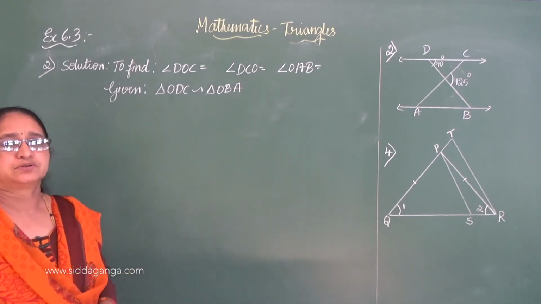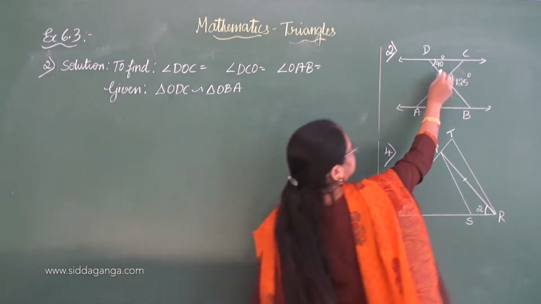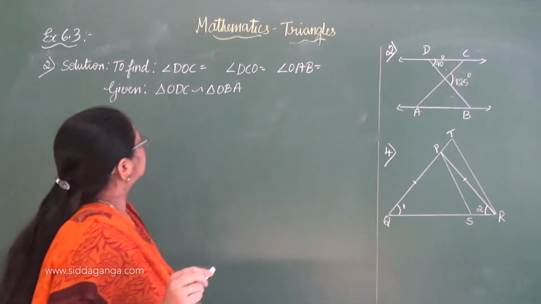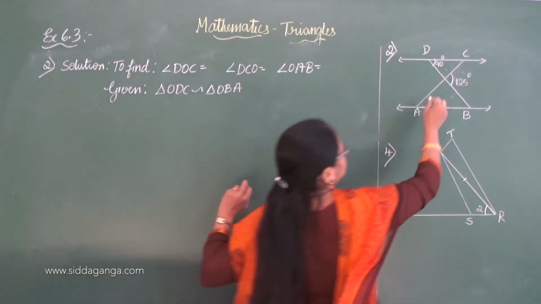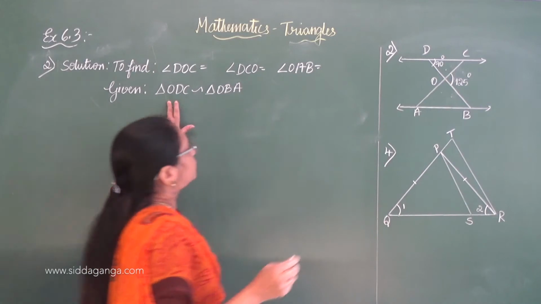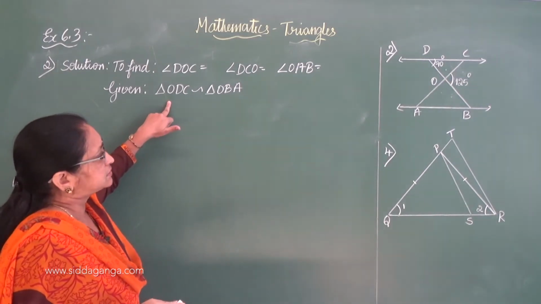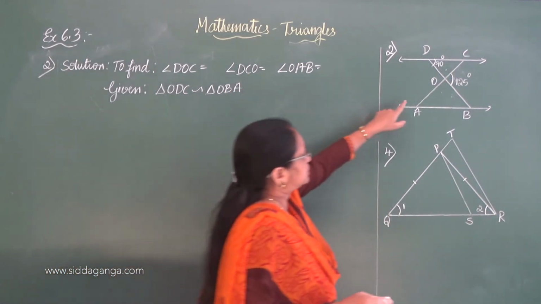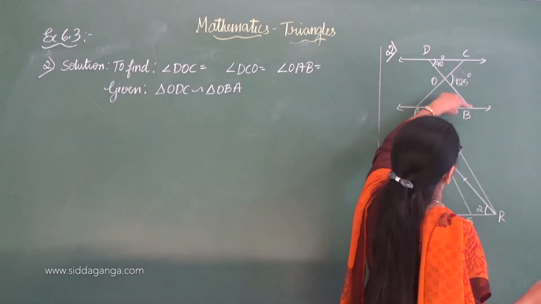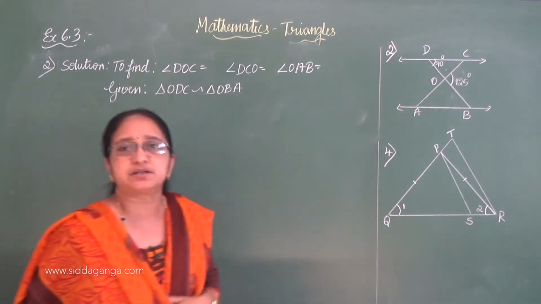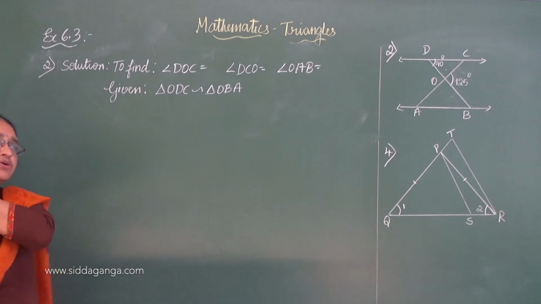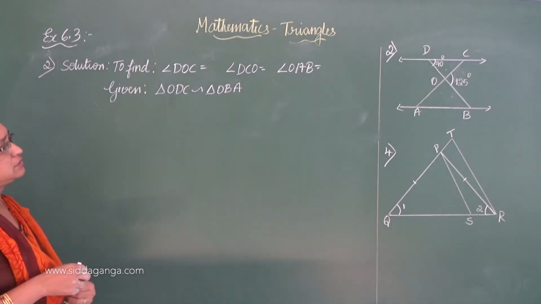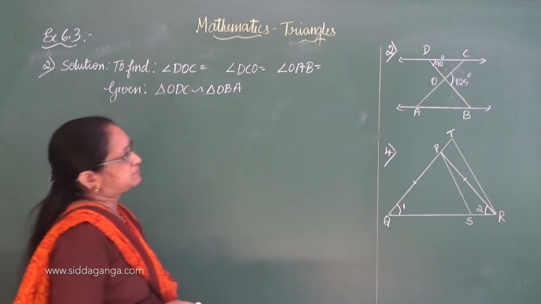Okay. So these two triangles are similar. Triangles ODC and OBA, these two triangles are similar, as given. So we have to find out DOC.